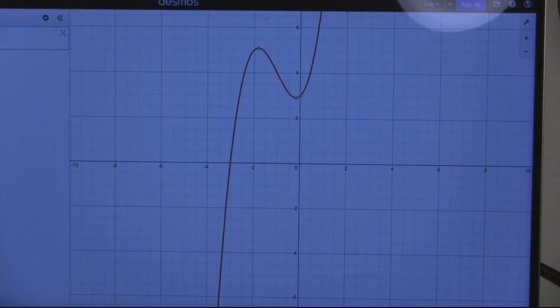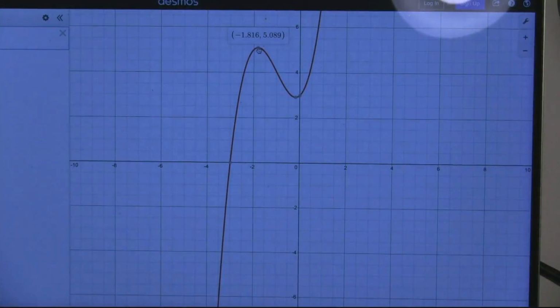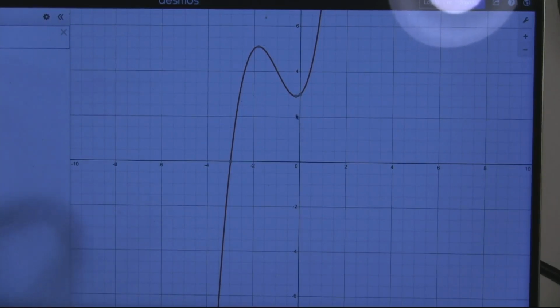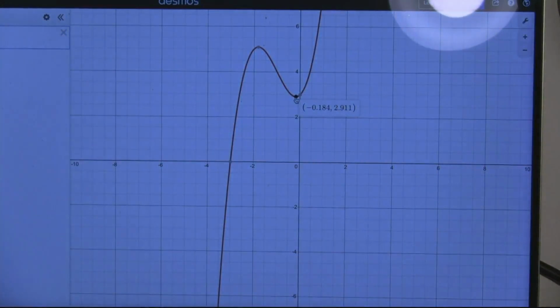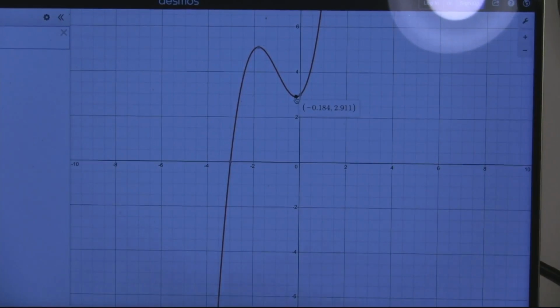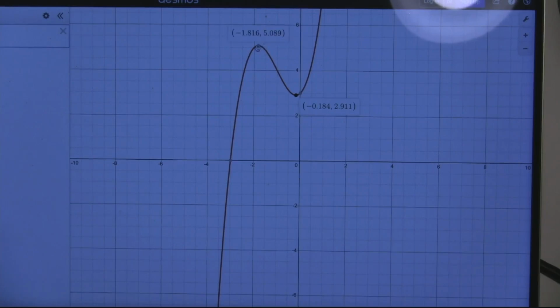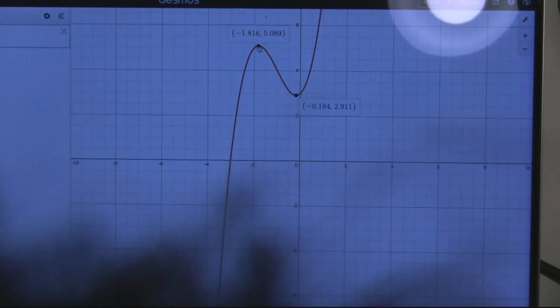Okay, there I have graphed it on Desmos. And then right here at that spot is the place where we have a slope of 0 at negative 1.816. So you remember that place? And then here we have another slope of 0 at negative, so I'm writing these down. Oh, that's my hair going in there. 0.184. And then the other one is right here, slope of 0, negative 1.816.